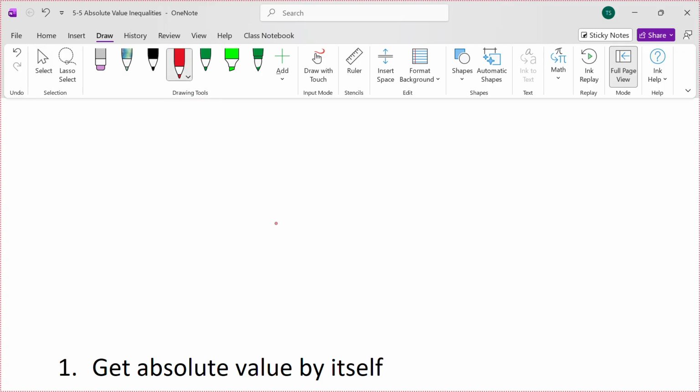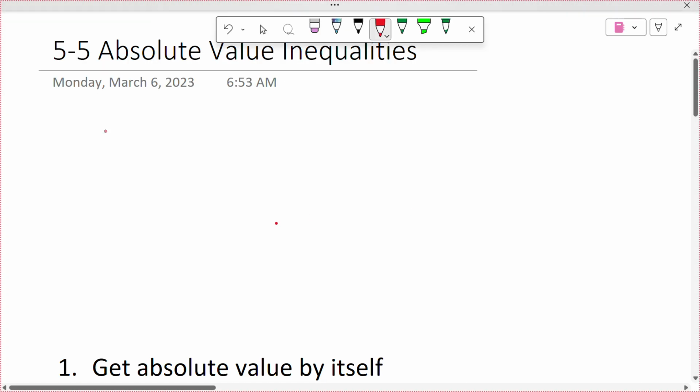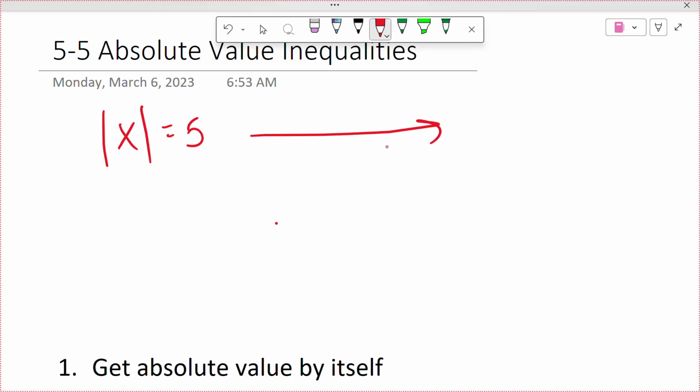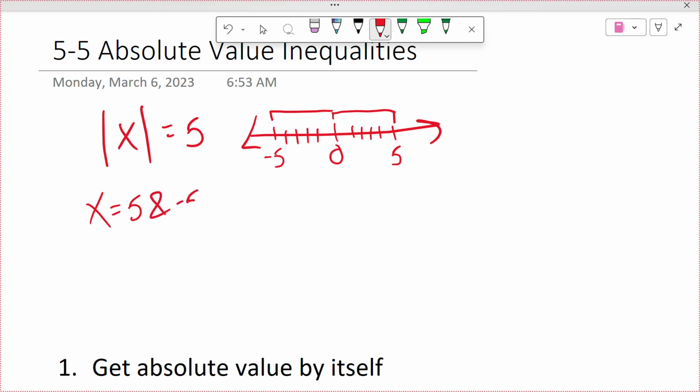So, a reminder, absolute value again measures distance from 0. We talked about absolute value equations back in chapter 2. If I have absolute value of x equal to 5, I'm asking where the distance from 0 is equal to 5. There are two spots where that happens. One of them is at 5, which is 5 away from 0, and the other spot that is 5 away from 0 is -5. So the two answers are 5 and -5.